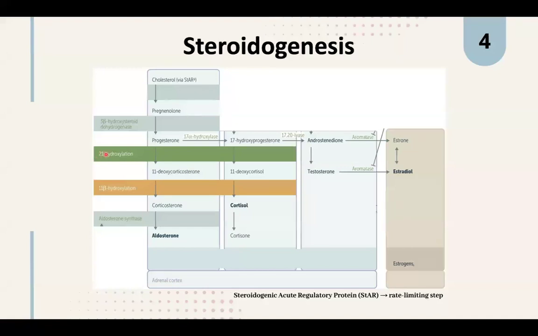So 21-hydroxylase. If you don't have this enzyme, you can't get anything that's under here. So you can't make aldosterone, you can't make cortisol. You end up with these, and then they all go into this pathway, which doesn't need this enzyme. So if you have this enzyme deficient, you don't make cortisol, you don't make aldosterone, you have buildup of 17-hydroxyprogesterone, and all these will go into making androgen. So you have androgen excess.